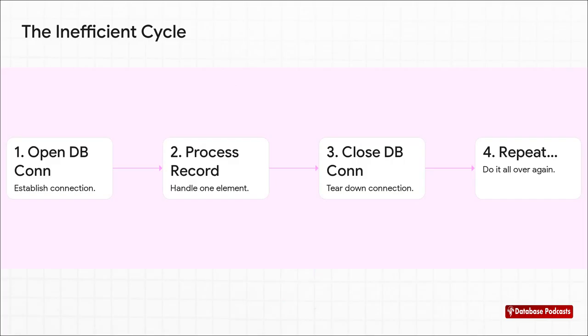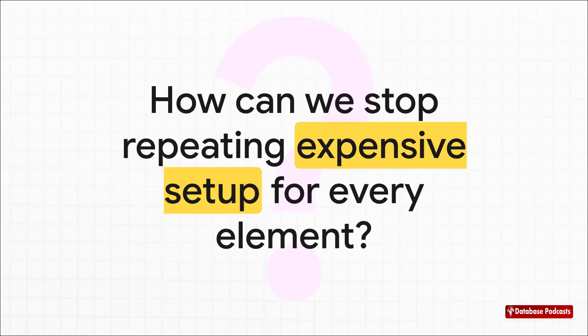Well, this is it. This is the inefficient cycle that just destroys performance. For every single record, your app is opening a connection, processing one tiny piece of data, and then closing the connection, just to do the whole thing all over again for the very next record. That overhead, the opening and closing, is often way more expensive than the actual work you're trying to do. So, we've got to break this cycle. How can we do that expensive setup work just once for a whole batch of records, instead of doing it for each and every one individually?